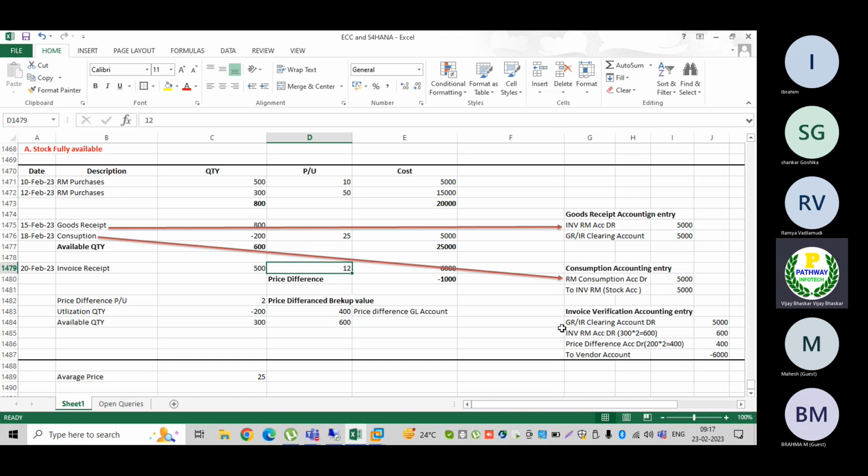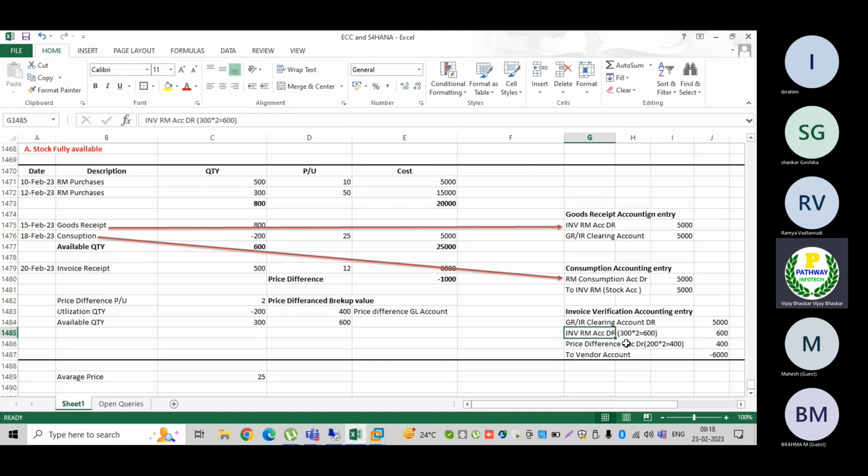Now, how much quantity from this one have we consumed? Let us assume 200 quantity we have consumed here. Okay, the GRIR clearing account is the same. Then consumption has happened for 200 quantity. Then what will happen? 200 into 2 rupees is 400 rupees. Okay, 400 rupees is going to the price difference account.